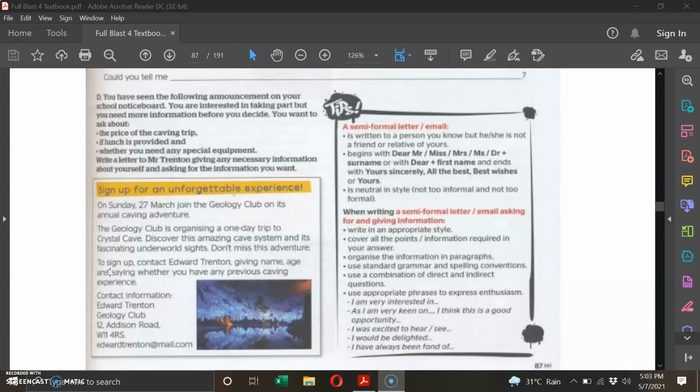Okay, you can refer to the sample letter on Putrajaya Bike Ride. Okay, and make sure you use both direct and indirect questions.